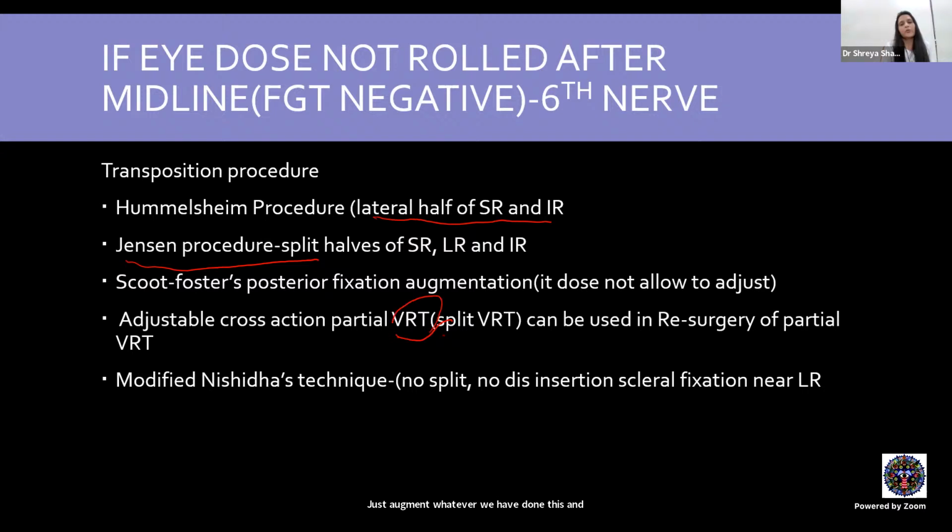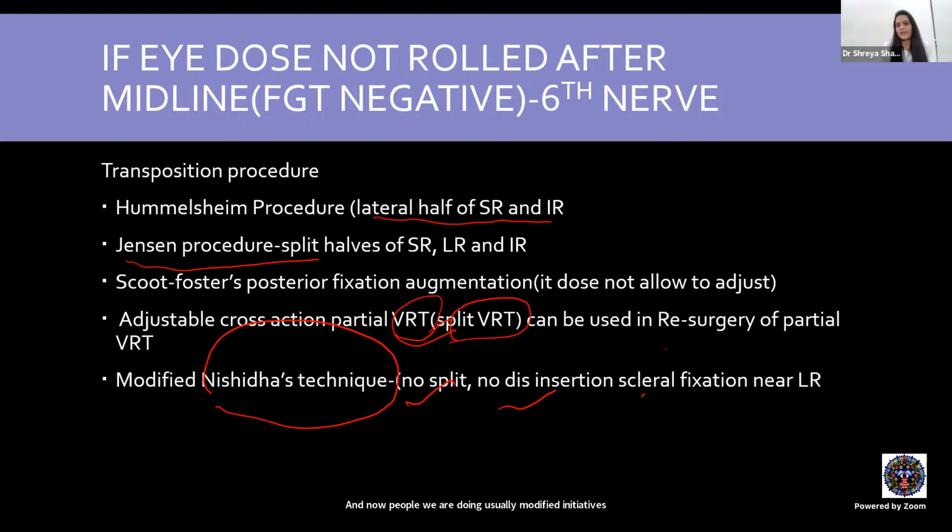This is split VRT. So when we attach the muscle, usually we just make a cross and then it gives the adjustable. And now, we usually do the modified Nishida's technique when there is no split, no disinsertion, and scleral fixation near the lateral rectus is done.